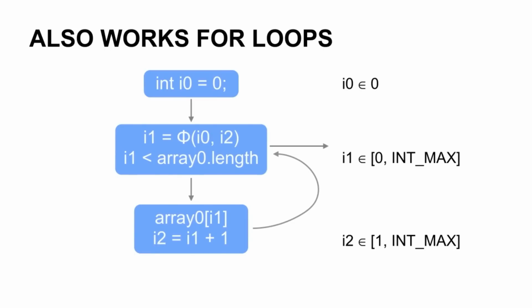Why int max? Because we know that I1 is in the type 0, our initial value, because it's a merge of I0, which is of type 0, and I2, and int max because we know that arrays can have at most int max elements. So I1 is in 0 to int max, and I2 is in 1 to int max. And this all follows just from reasoning about types. Not quite the notion of types you might have been expecting, but a useful one for the compiler.